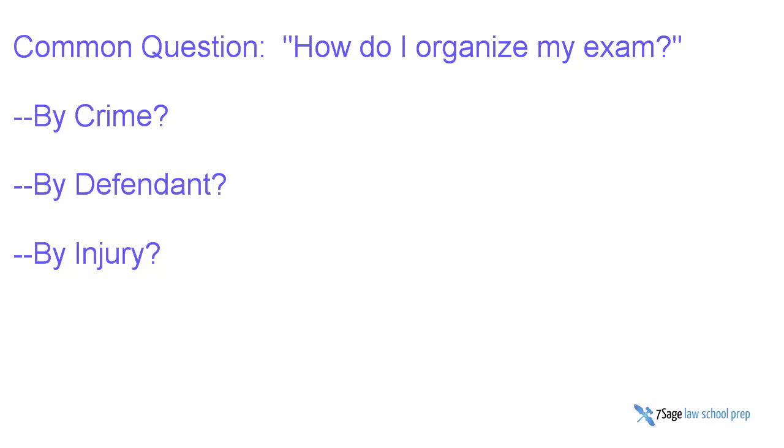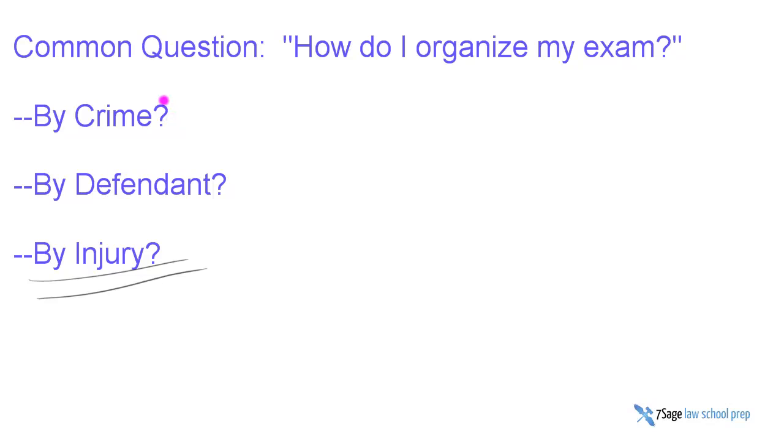I suppose you could come up with more, but one that I've seen on exams is by crime. First listings say all of the murders together, all of the assaults together, all of the rapes together. By defendant, all of the crimes committed by Charles Manson, all of the crimes committed by Squeaky Fromm, wherever they occur in the fact pattern. And the last one is by injury. I think by far this is the superior way to organize your exam.